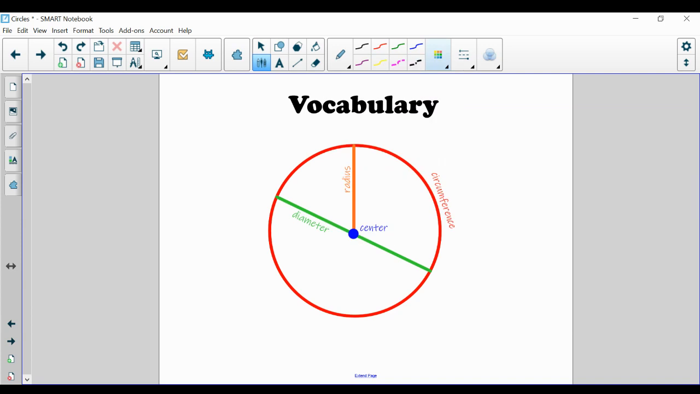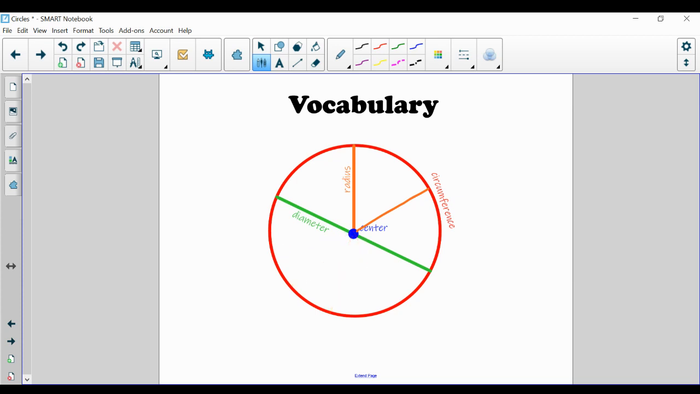Now, it's important to note that the radius is really the distance between the center of the circle and the edge. So I could draw the radius here, I could draw the radius here, I could draw the radius here. The radius is this entire distance. It's always going to be the same in any of those orange lines that I just drew.